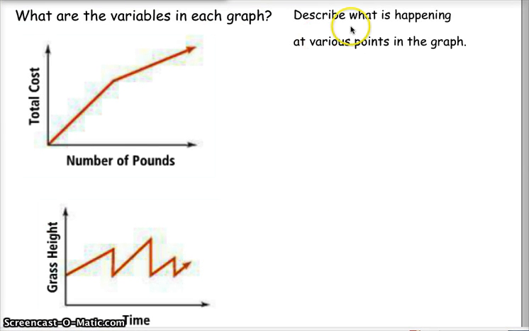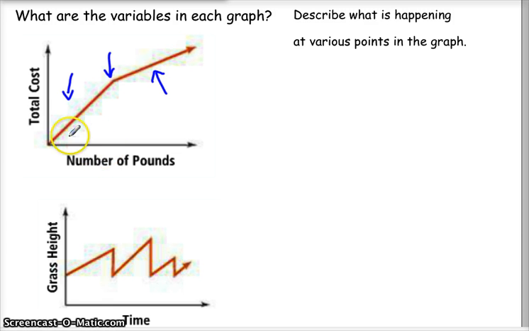Okay, the next thing we're going to talk about is having you identify the variables for each of these. Answer the question, what are the variables in each graph? After you do that, label the graph and tell exactly what's going on at each point or portion of the graph. What happens here? What happens at this point? And then what happens for this part of the graph?